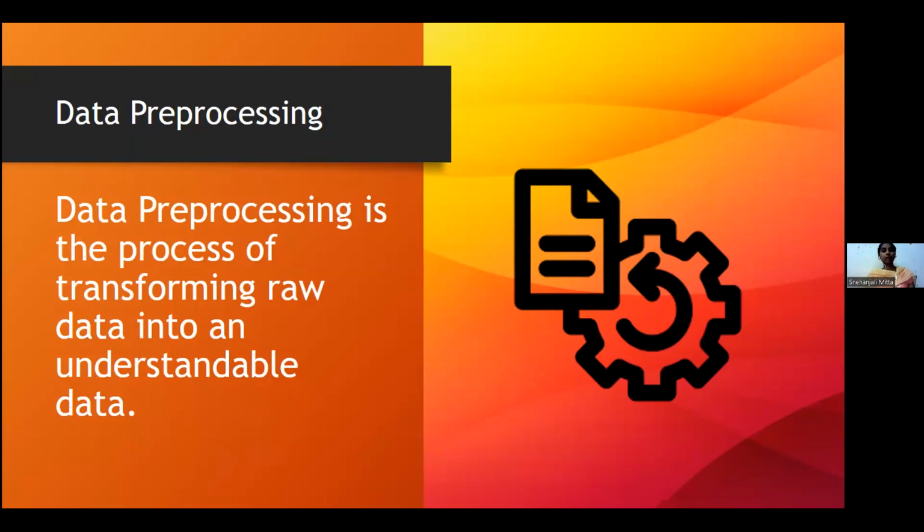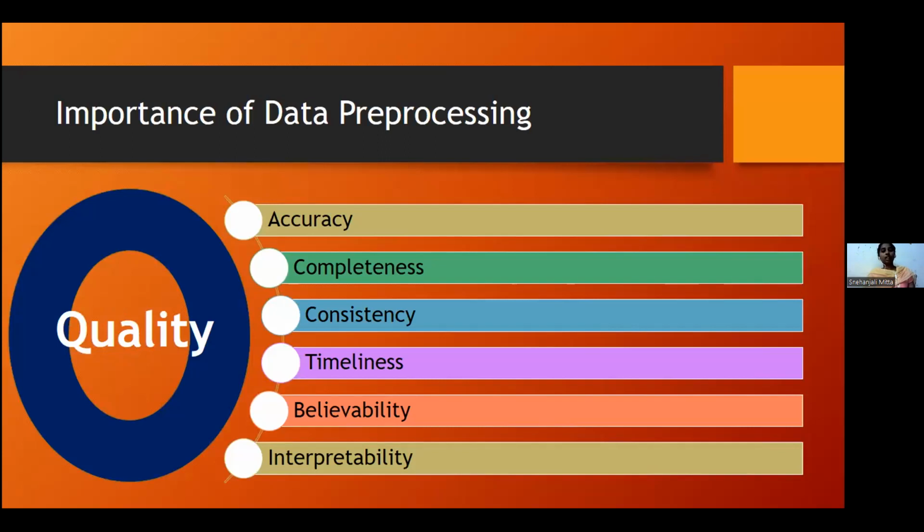Importance of data preprocessing. While doing data preprocessing, we need to ensure that the quality of the data is ensured. For achieving quality, we need these factors. Accuracy, which means correct data. The data which we have taken should be correct or accurate. We need to check further. Completeness. We need to check that the data we have taken is complete and no part of the data is missing. The data we have taken needs to be complete and it should be accurate.